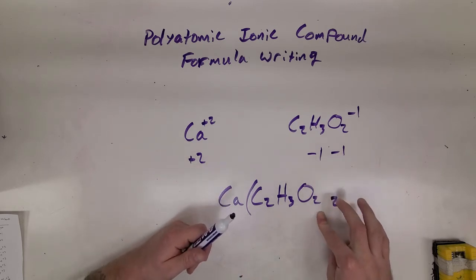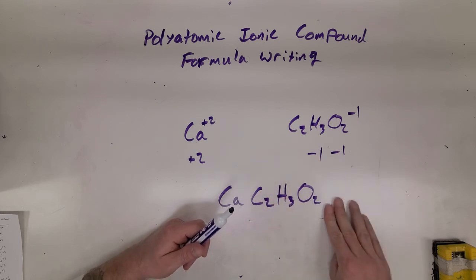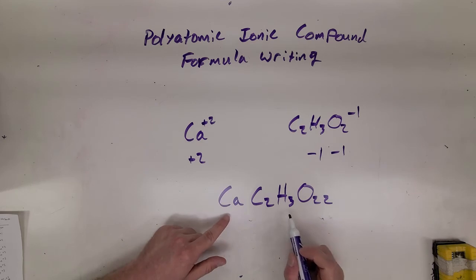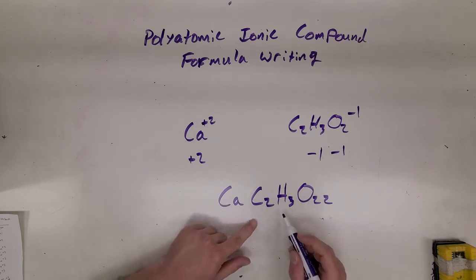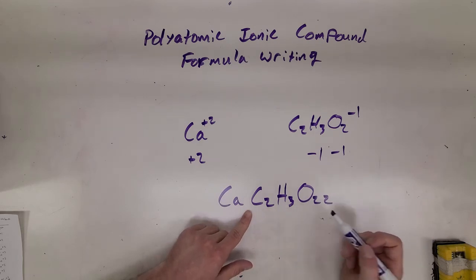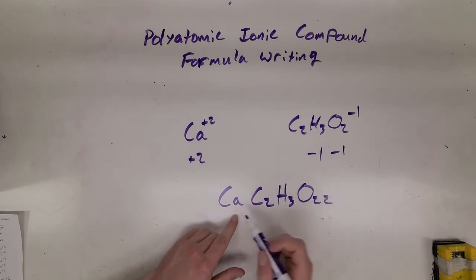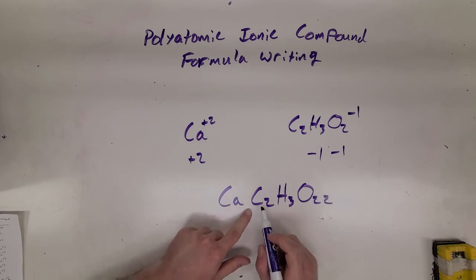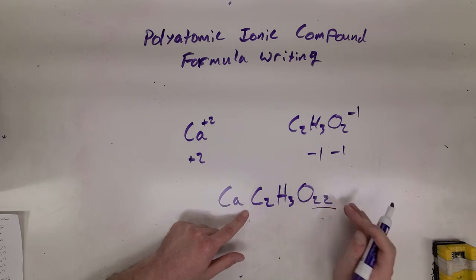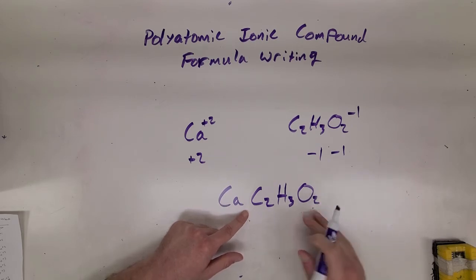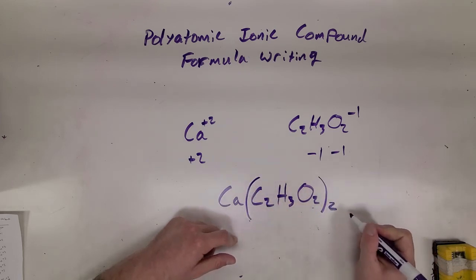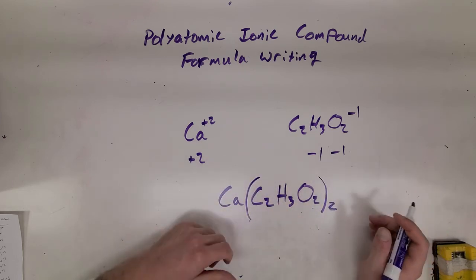Otherwise, if we just write it like this, we're no longer saying that there is 1 calcium and then 2 ions that have 2 carbon, 3 hydrogen, and 2 oxygen in them. What we are saying is that calcium is bonding with 2 carbon, 3 hydrogens, and 22 oxygens, which is not the case. So that's why we add the parentheses there at the end, and then put a 2. Let's keep looking at a few more examples.